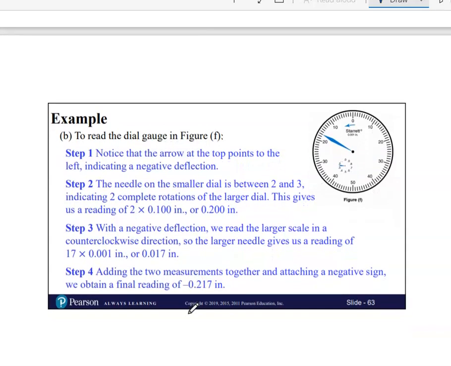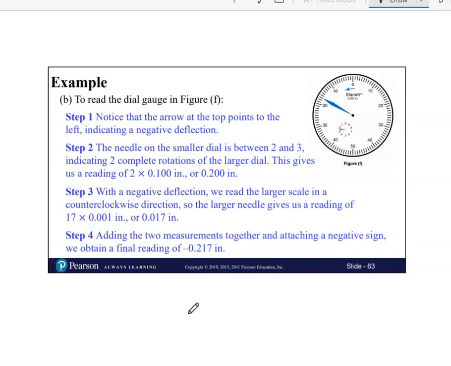So that's the end of chapter 5. We're going to be moving on to chapter 6 next.